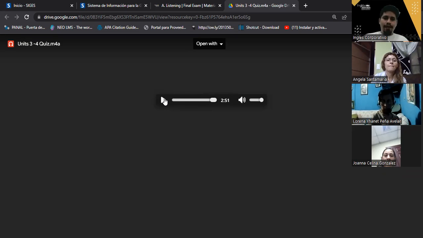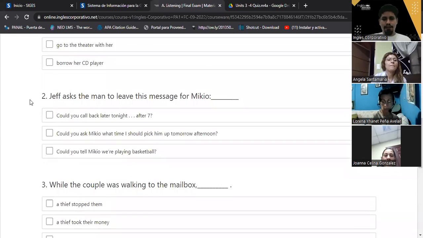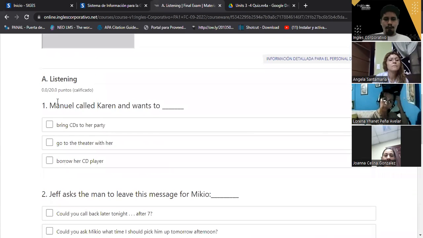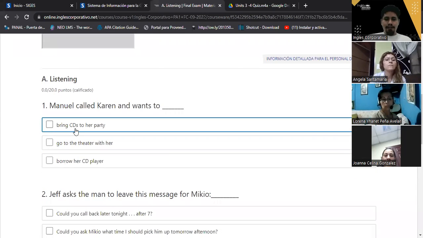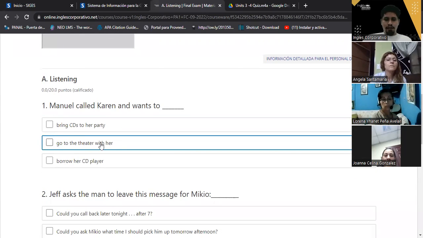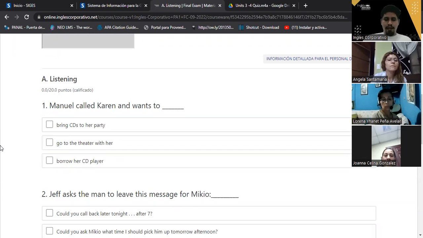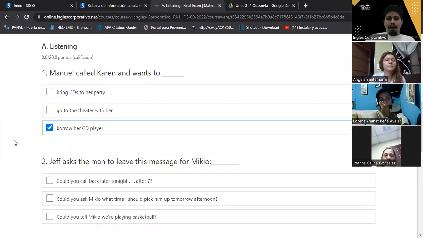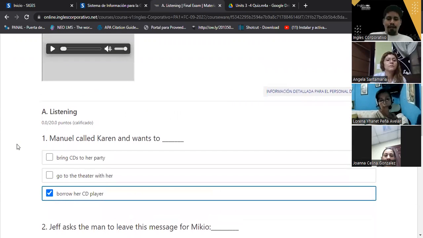Okay, here we have the audio of this listening part. First of all, we're going to be working on the first item here, the first sentence, and it says Monaco, Karen, and wants to. And here we have the different options: bring the CD to her party, go to the theater with her, or borrow her CD player. Which is the correct answer, according to the information you listened from this audio? Borrow her CD player. Okay.